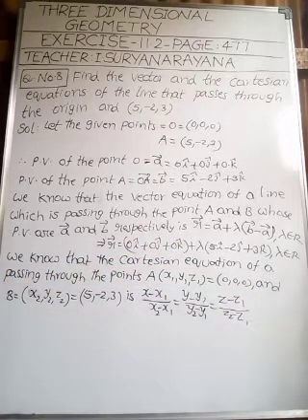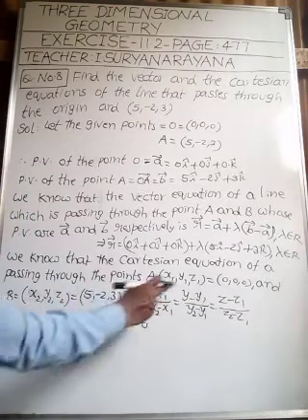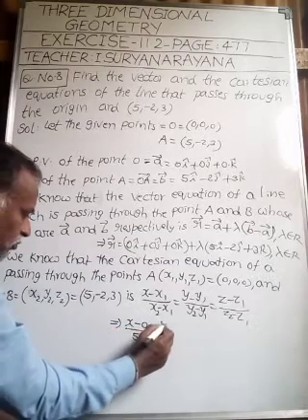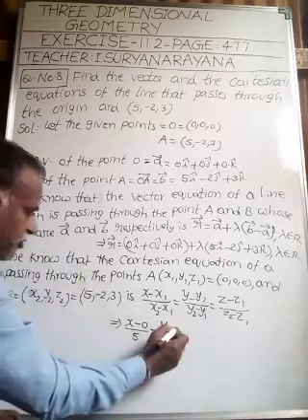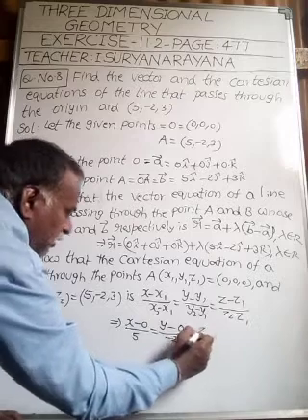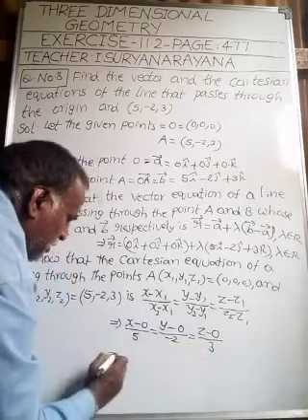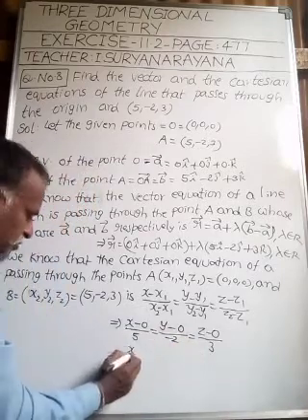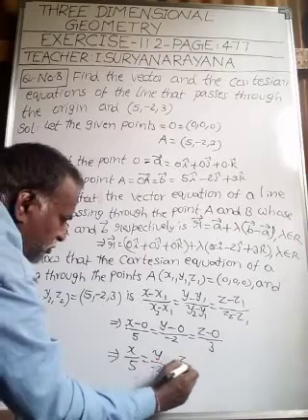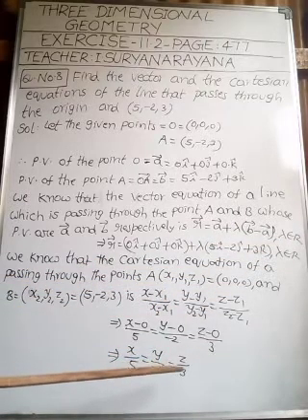Okay, my children, right. This implies (x minus x1) by (x2 minus x1), what will you get, 5, is equal to (y minus y1), y minus 0, by (y2 minus y1), minus 2, is equal to (z minus z1) by (z2 minus z1), 3. Okay, my children, understood this step? So x by 5 is equal to y by -2 is equal to z by 3. This is the Cartesian form of the line.